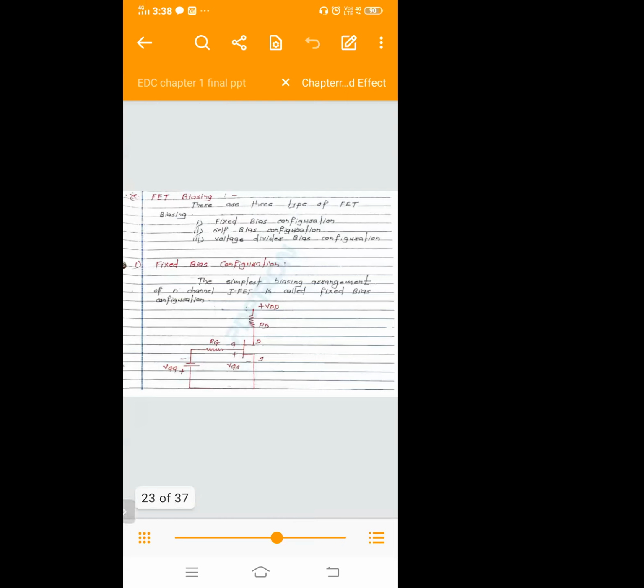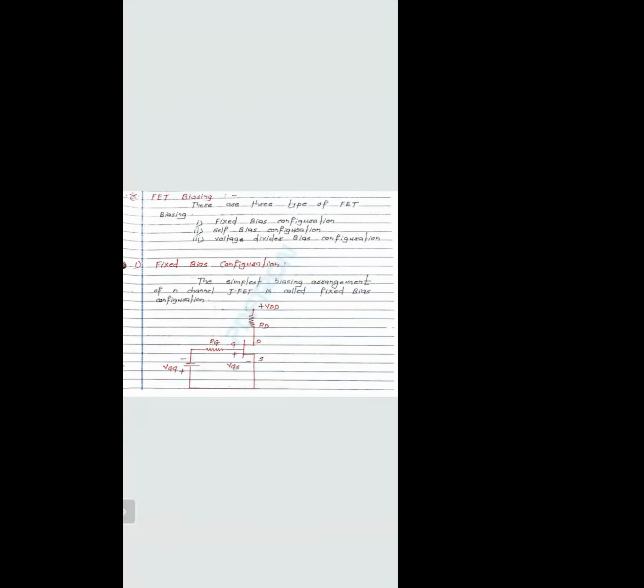Yes, sir. Okay. Now see, we have seen the FET biasing. FET biasing indicates that we are applying certain voltage to the respective terminals of the field effect transistor. This is nothing but biasing of the transistor. So we have seen the three types of biasing: fixed bias, self bias, and voltage divider bias configuration of the field effect transistor.